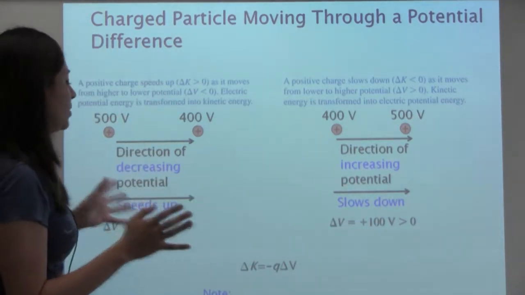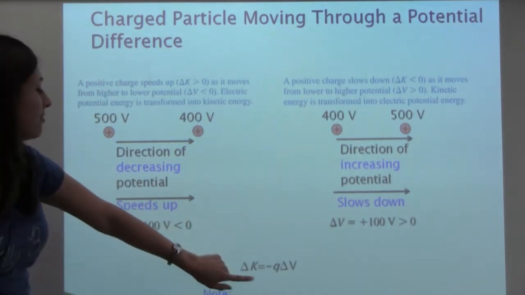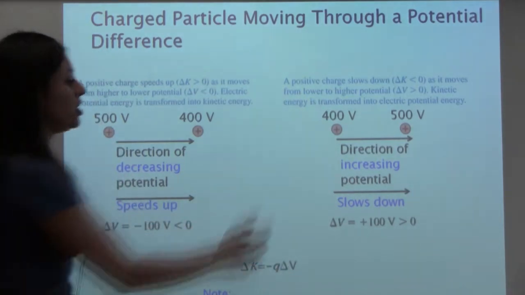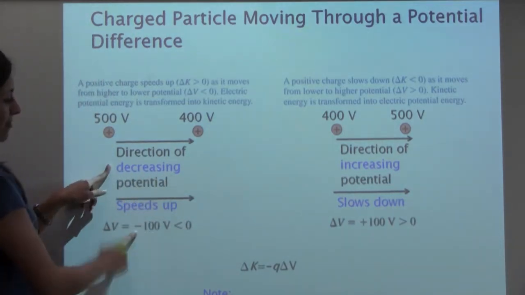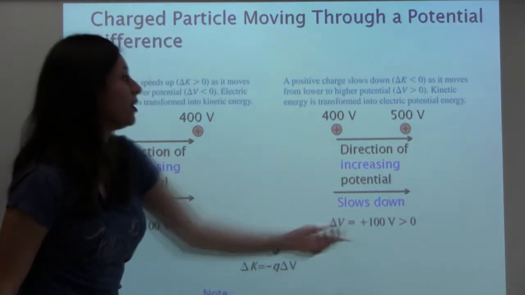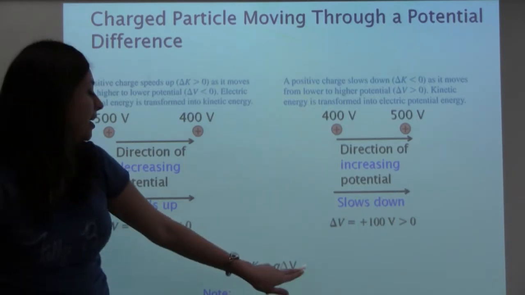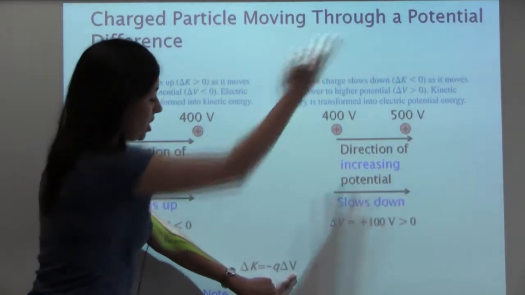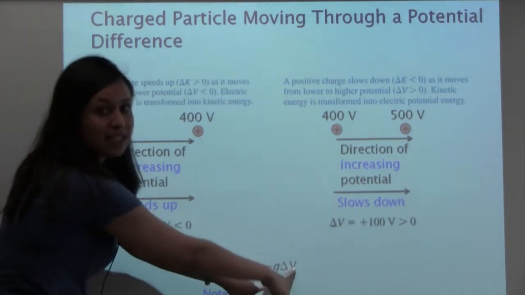Now, with that said, we can incorporate this by knowing this equation right here, where we have delta K is equal to negative Q times delta V. So we've kind of explained where we got these delta V values, right? If we're decreasing, we're having a negative value. If we're increasing, we're going to have a positive value. So therefore, in this case, when we're increasing potential, we're slowing down. We're going to have a positive delta V, a positive times the negative.